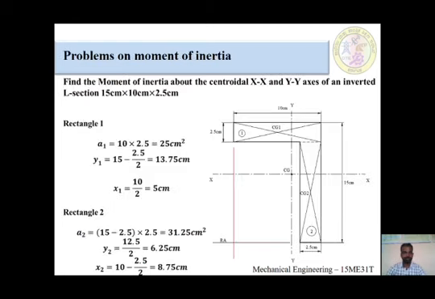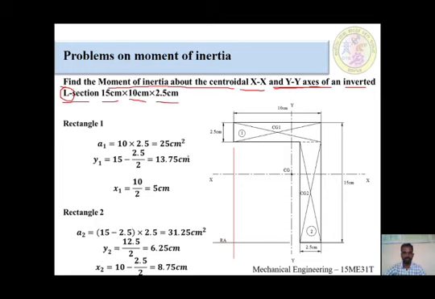Let us take one example. Find the moment of inertia about centroidal XX and YY axis of an inverted L section. The proportions given are 15 centimeter, 10 centimeter and 2.5 centimeter. An L section is also called an angle section.